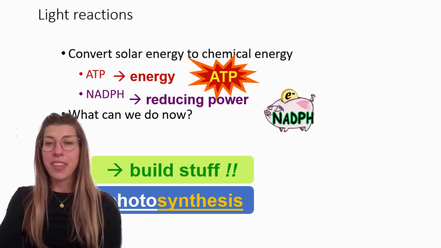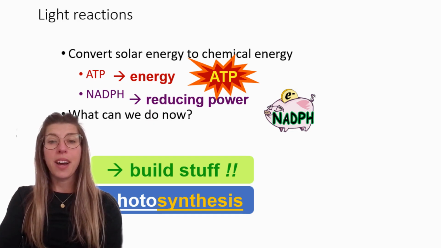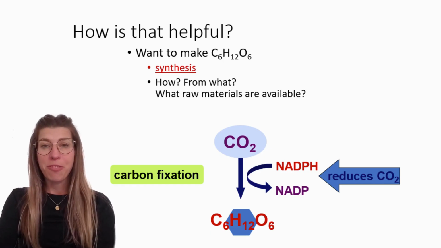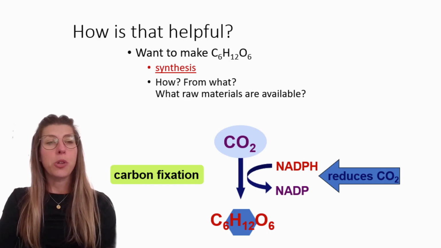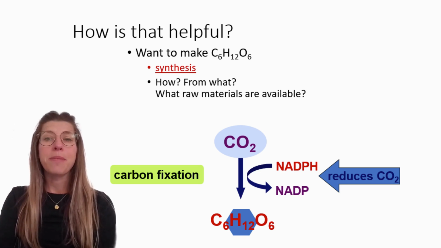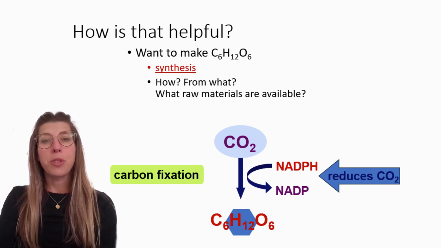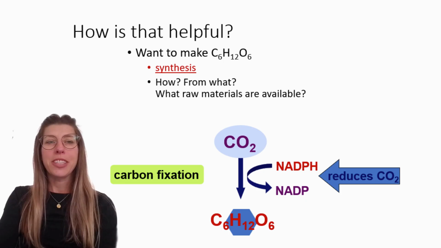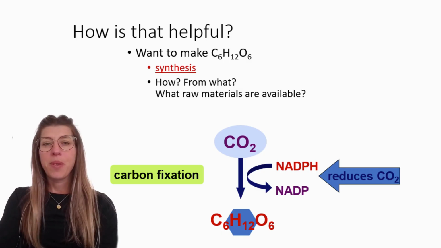So from the light reaction, what can we do now? We are going to build stuff today. Photosynthesis. Synthesis means building, that anabolic reaction, and we're going to be building glucose molecules. So we want to make C6H12O6 through the process of synthesis. So how are we going to do this? From what raw materials are available? Okay, and we're going to be looking at the first stage in a bit, where we're going to be seeing CO2 coming into play. It's going to enter through the stoma of the leaves. Okay, this is through the process of carbon fixation, which we'll talk about.